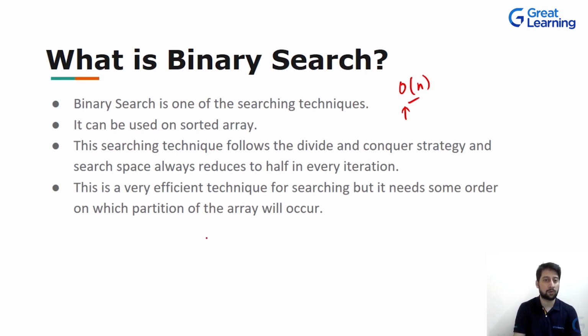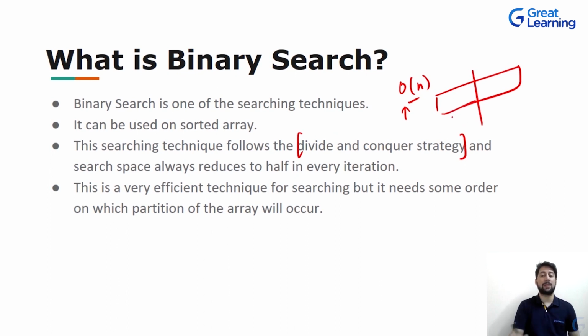Now binary search is much more efficient and it is used on a sorted array, or on an array wherein some order is maintained, because based on that order we will divide our array. It is a searching algorithm which follows the divide and conquer strategy. Let's suppose this is our array, and it will be divided in such a way that we can neglect one part of it. We will be dividing and then conquering, that means we will then be searching for our element.